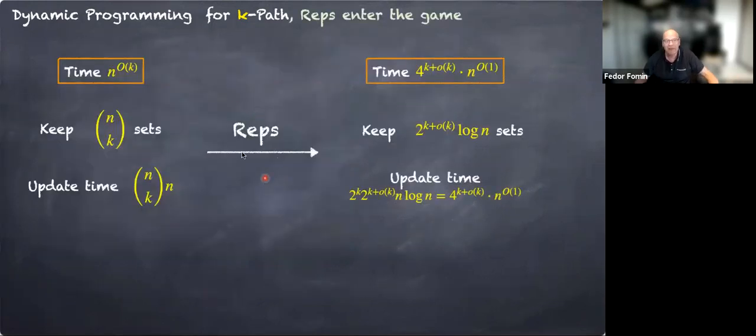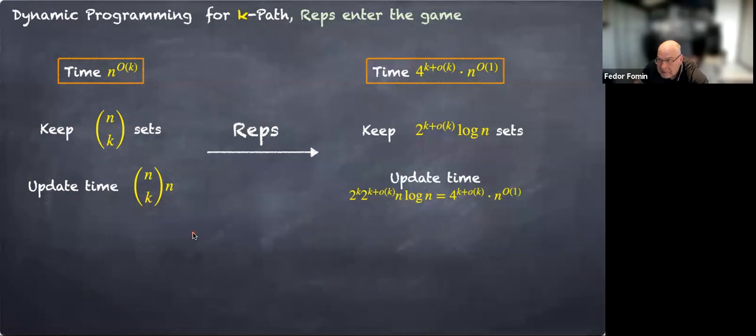And then the idea is, okay, so what do we have? We have an algorithm. If I just take the Held-Karp and Bellman dynamic programming algorithm and fill the table only up to the kth column, then I can do it in time n power k. So I keep n choose k sets, and every time I need to update, I just have to go through the neighborhood of the vertex. So it's like n choose k times n.